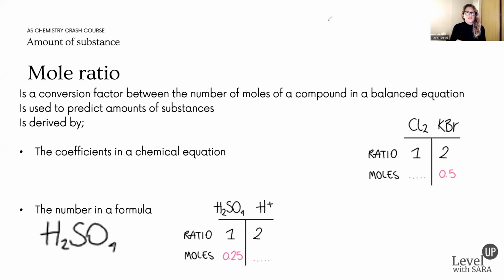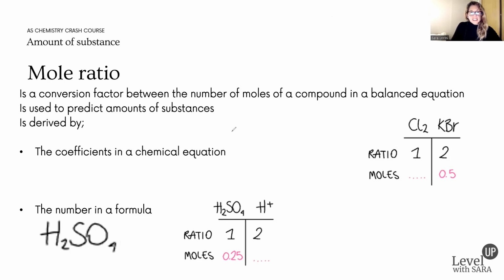So I would like to make a little summary of a very important concept of calculations in chemistry, the mole ratio. Having the mole ratio can help us identify the amount of substance of other compounds in a chemical reaction, or other elements, depending on the chemical reaction. So what it is: a conversion factor between the number of moles of compounds in a balanced equation. This is used to predict the amount of substances. It's derived from the coefficient in a chemical equation or the number in a formula.